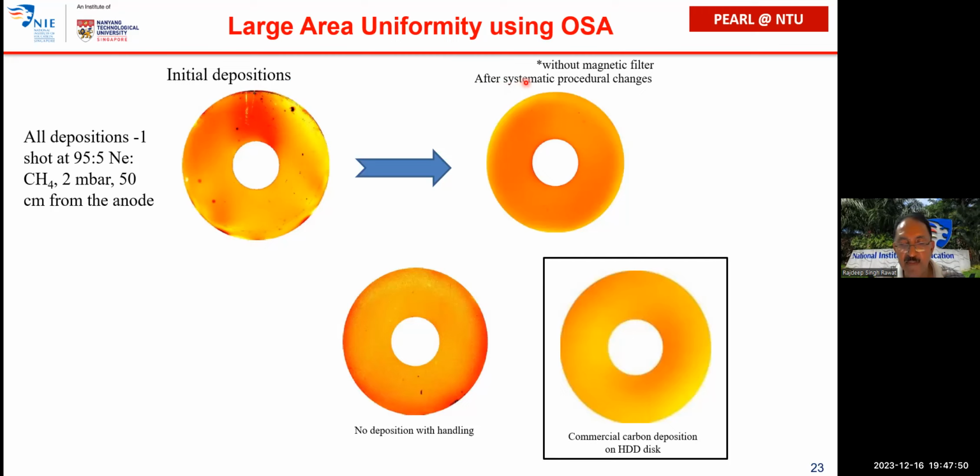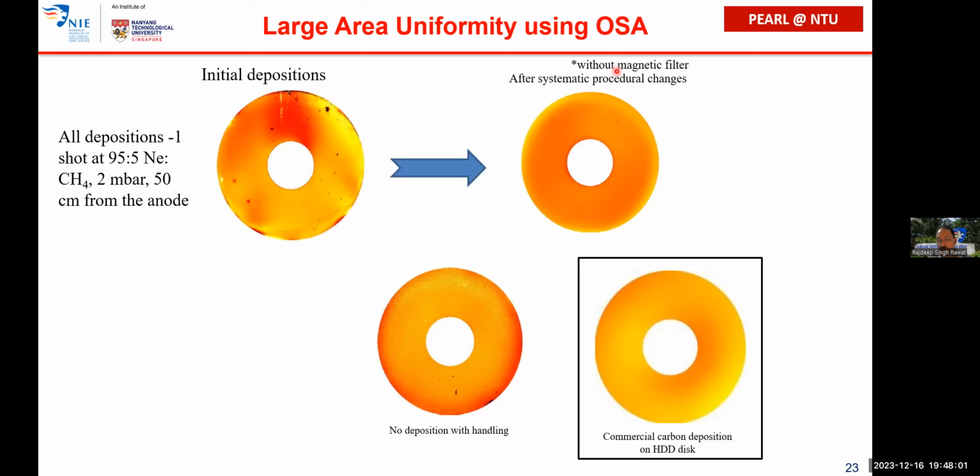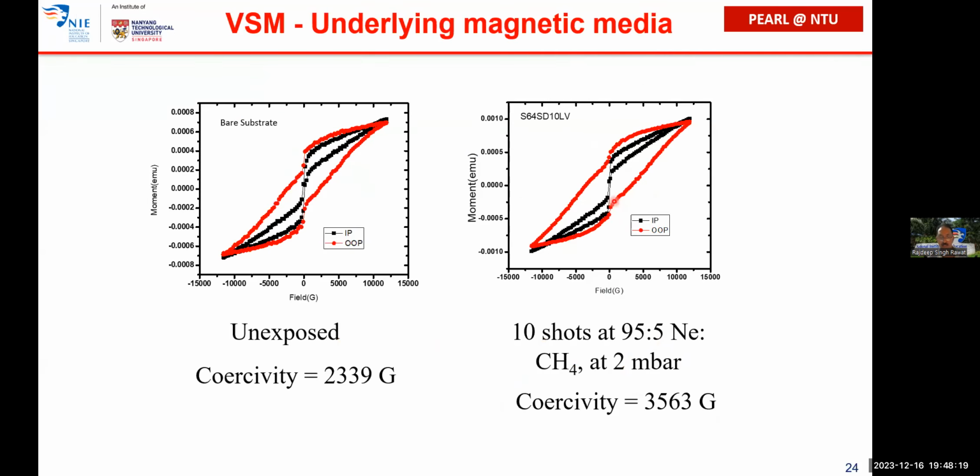But after several experimental iterations, even without putting a magnetic filter to limit low energy, and at a larger deposition distance of 50 centimeters, after very systematic procedural changes, we were able to get a very uniform film, almost as close to the commercial carbon deposition films. These coatings were uniform within 20%. But another big thing that we wanted to verify was that the magnetic properties of the underneath film should not be changed, and that is what we demonstrated.